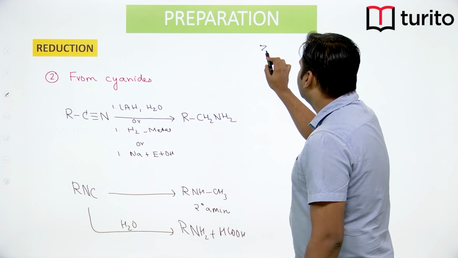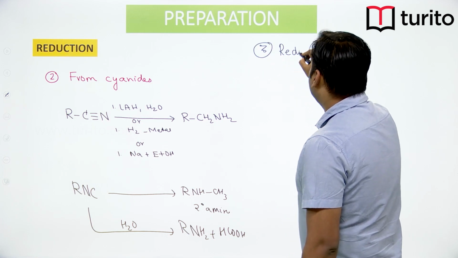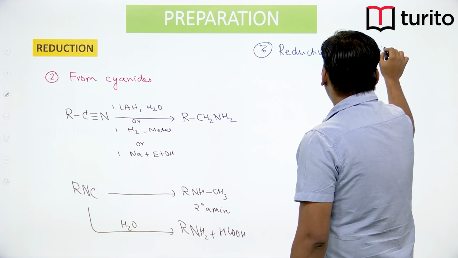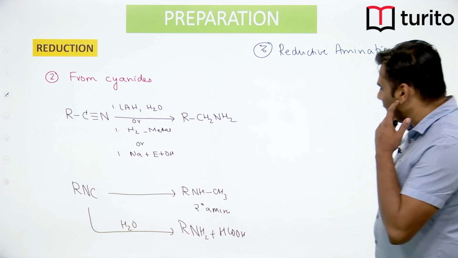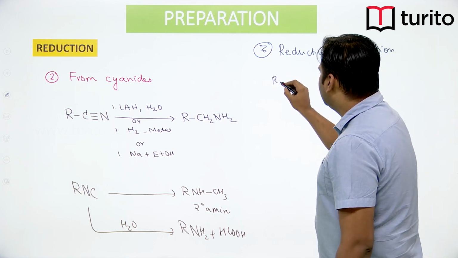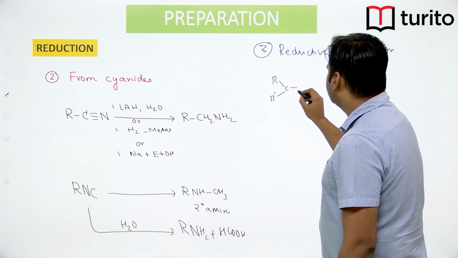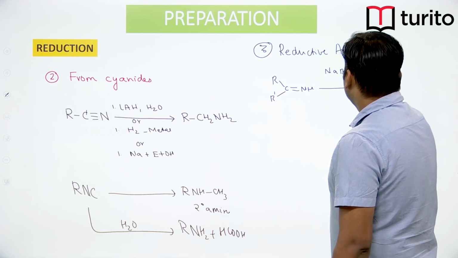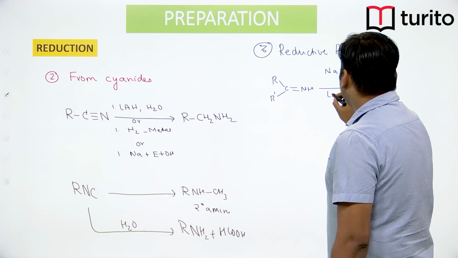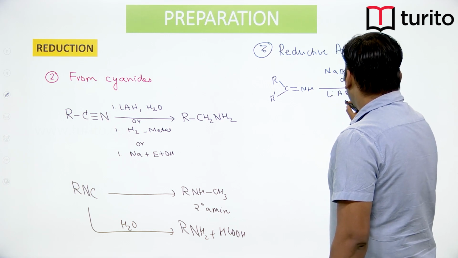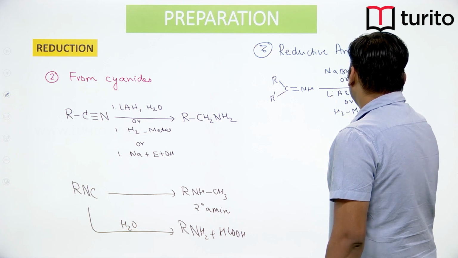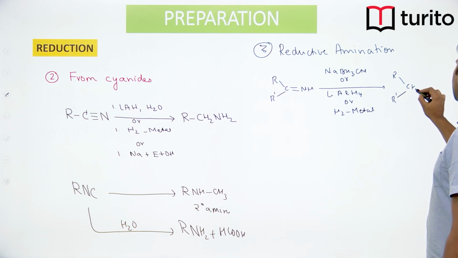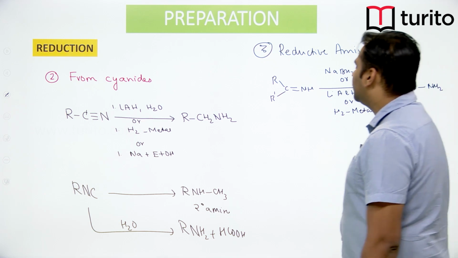The third reaction is reductive amination. If I tell you about reductive amination, what would happen in this? Take any imine and to this you add NaBH₄CN or lithium aluminum hydride or hydrogen and metal. This would convert it into an amine. So, I will get some questions on this also.